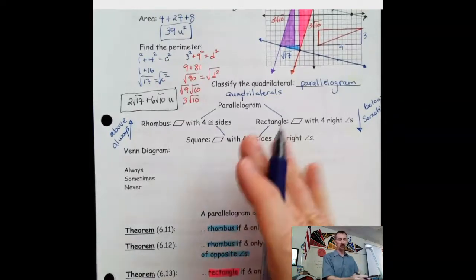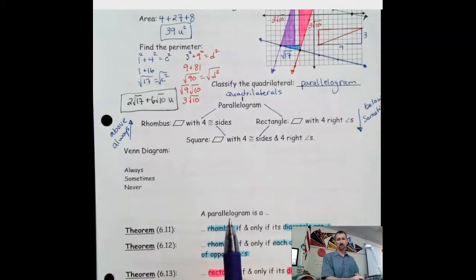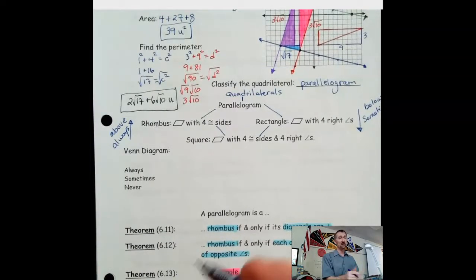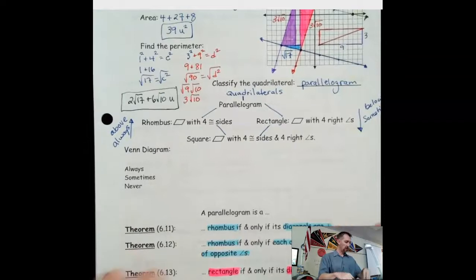A lot of people don't realize that. Squares are a type of rectangle. Now obviously we're going to call it a square because that's more information. That's more specific. But it is also a type of rectangle. Okay, so a Venn diagram. Let's just make a Venn diagram for parallelograms.